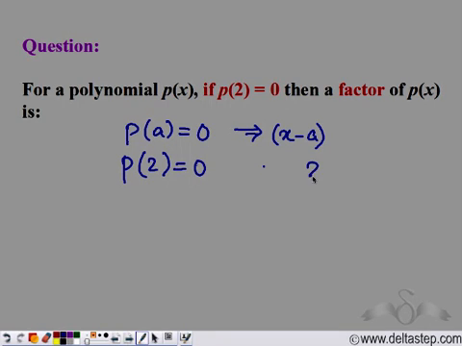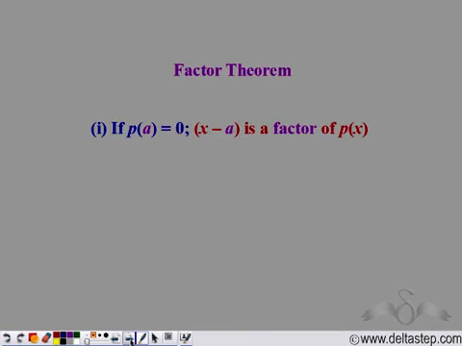Simply write 2 in place of a. So x minus 2 will be a factor of P(x) if P(2) is equal to 0. So we come to the factor theorem. If P(a) is equal to 0, then x minus a is a factor of P(x). Because if P(a) equals 0, then if we divide P(x) by x minus a, the remainder will be 0, which is what we had from the remainder theorem.